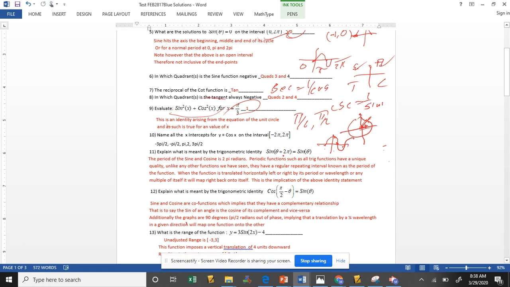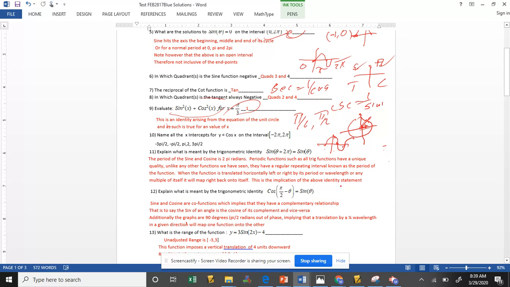Explain sine of theta plus 2 pi equals sine of theta. Well, that's just going around one additional revolution. It's a periodic function. The period of the sine and the cosine is 2 pi. Periodic functions, such as all trig functions, have a unique quality, unlike any other functions we've seen. They have a regular repeating interval known as the period of the function. When the function is translated horizontally left or right by its period or any multiple of it, it will map right back on itself.